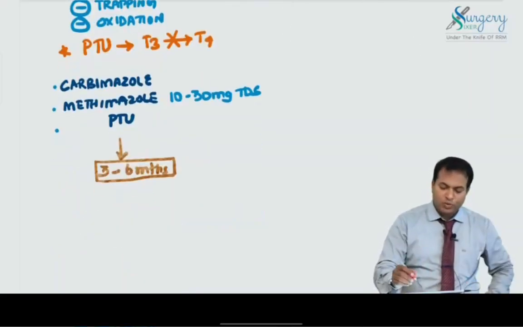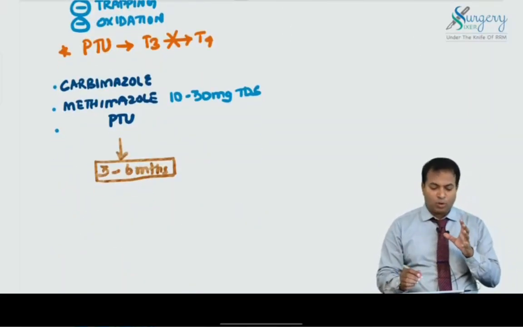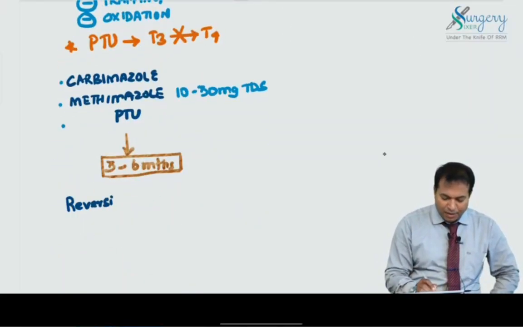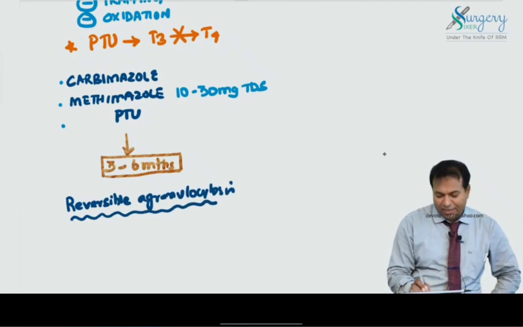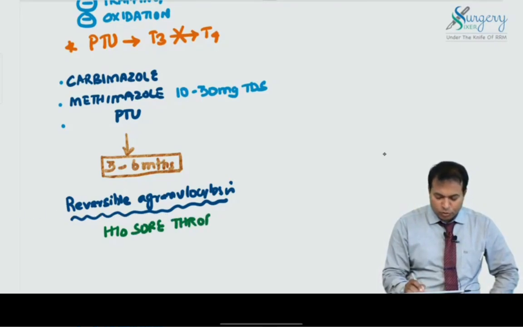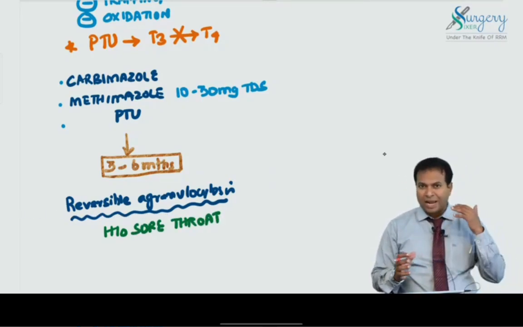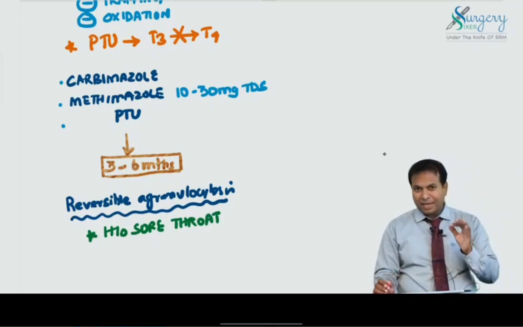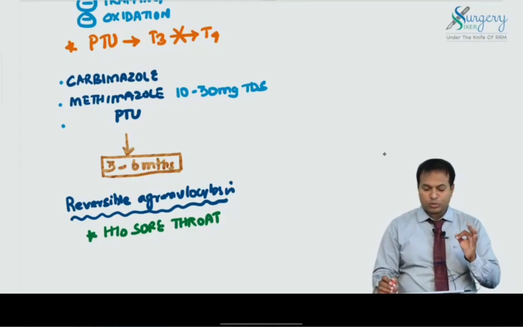Another MCQ which is expected here is, what is the dangerous side effect of giving carbimazole? It is reversible agranulocytosis. It's a pharmacology MCQ. Therefore, final year students, you should ask history of sore throat when you have a thyroid patient who is on anti-thyroid drugs. It is the first sign of a decreasing WBC count. So reversible agranulocytosis is one of the complications of carbimazole.